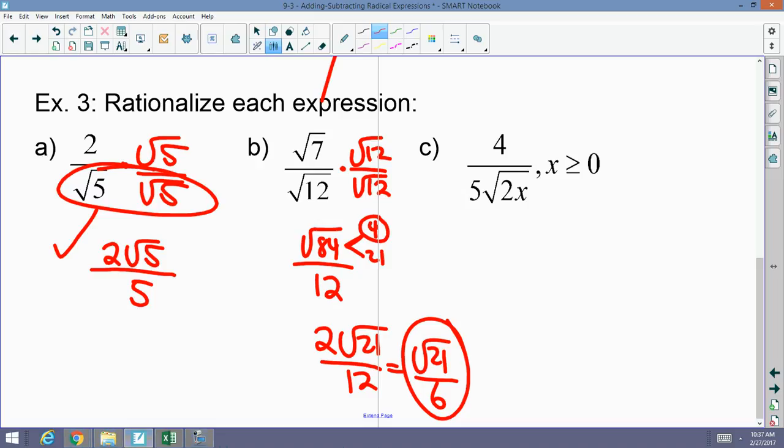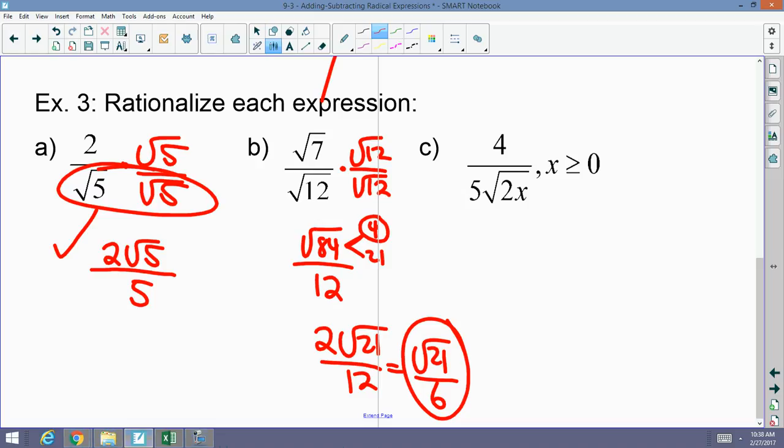You cannot divide radicals and whole numbers. You cannot multiply radicals and whole numbers. You cannot add radicals and whole numbers. You can only add like radicals. We're going to talk about multiplying and dividing soon, because we haven't done that yet.